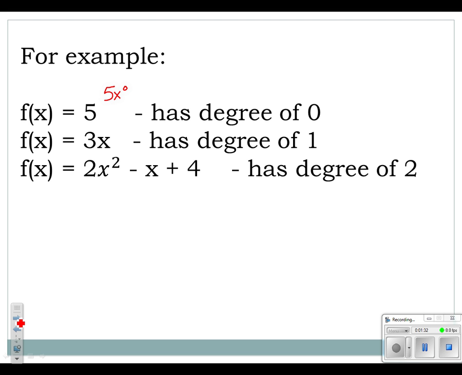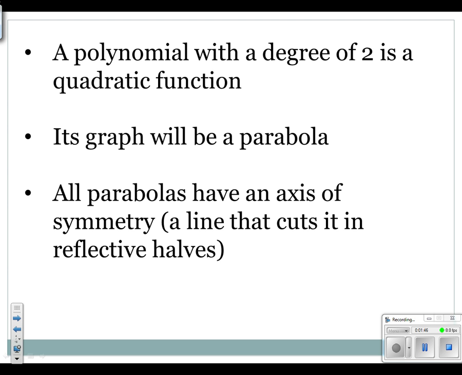f of x equals 3x. The power on that variable is a 1, so it has a degree of 1. The third one up there, f of x equals 2x squared minus x plus 4, is going to have a degree of 2. It has a power of 2 in it. A polynomial with a degree of 2 is a quadratic function. We've been working quite a bit with these as of late, so you'll recognize that, I feel.